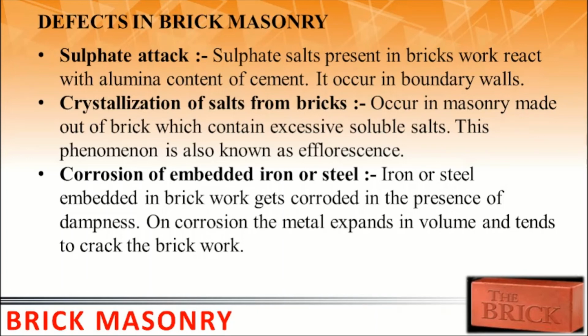Now, defects in brick masonry. The sulfate attack. Sulfate salt present in brickwork reacts with alumina content of cement. It occurs in boundary wall. Crystallization of salt from brick. It occurs in brick masonry made out of brick which contains excessive soluble salt. This phenomenon is also known as efflorescence. Corrosion of embedded iron or steel. Iron or steel embedded in brickwork gets corroded in the presence of dampness, and corrosion of metal expands in volume and tends to crack the brickwork.